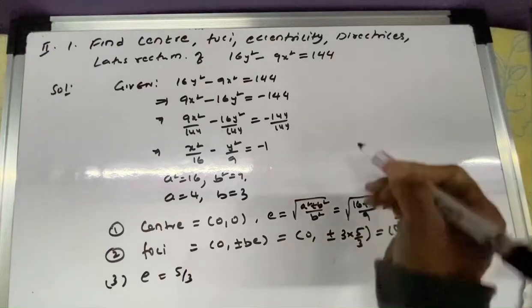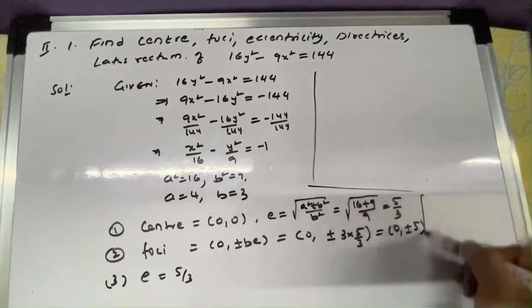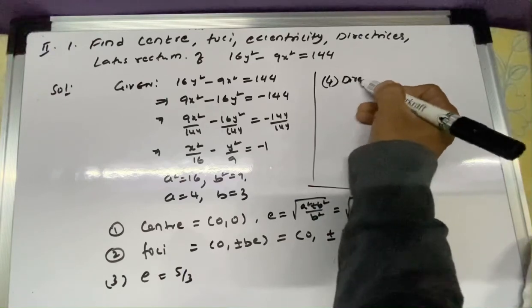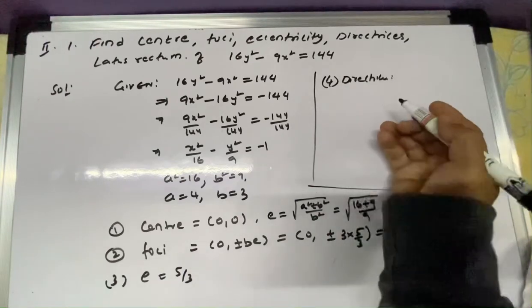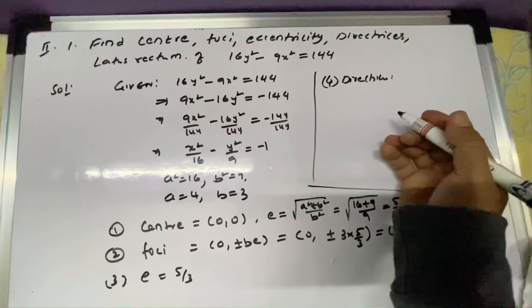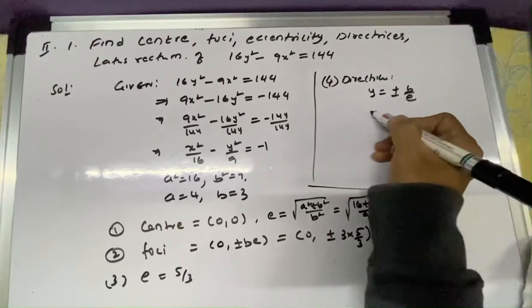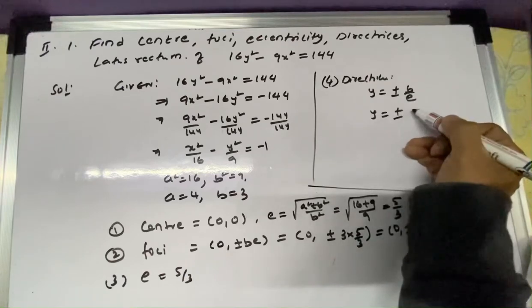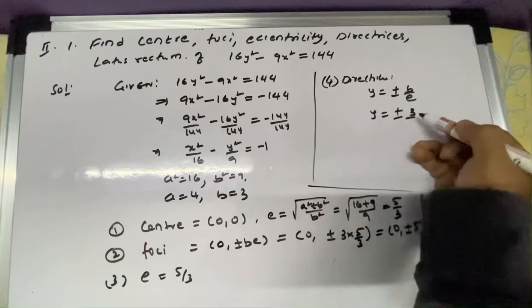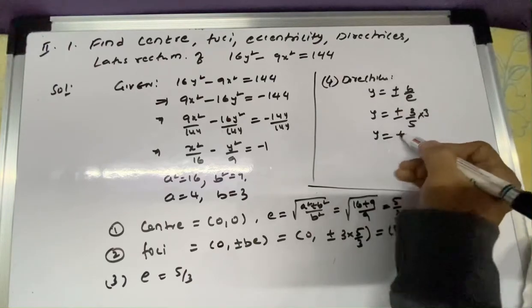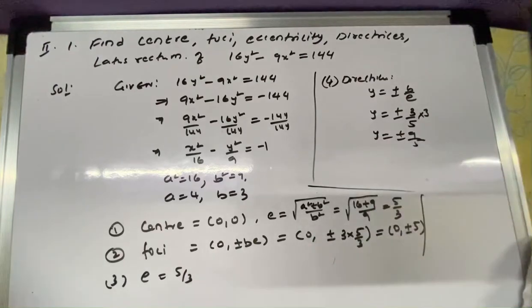And the fourth bit, the directrices. y equals plus or minus b by e. The value of b is 3 and e is 5 by 3, so y is equal to plus or minus 9 by 5. You can also write 5y equals plus or minus 9.